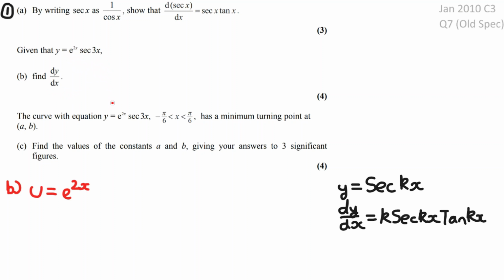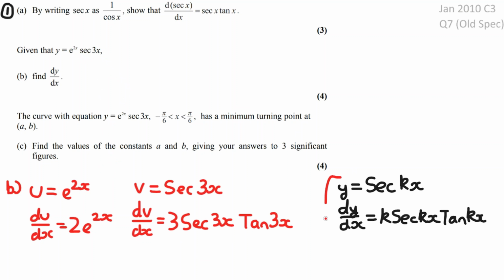So if we say that u is equal to e to the power of 2x, then du over dx is going to be, so this 2 is going to come down as the coefficient, so it's going to be 2e to the power of 2x. And then we say v is equal to the other function, which is sec of 3x, then dv over dx is equal to, so remember in the formula booklet it tells you what happens when you differentiate sec of kx, so dv over dx is going to be 3 sec 3x tan of 3x.